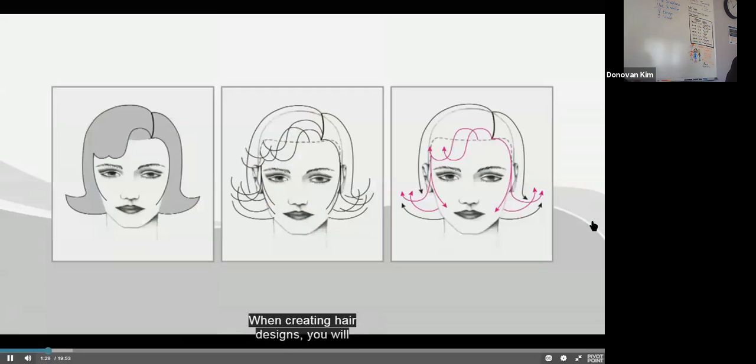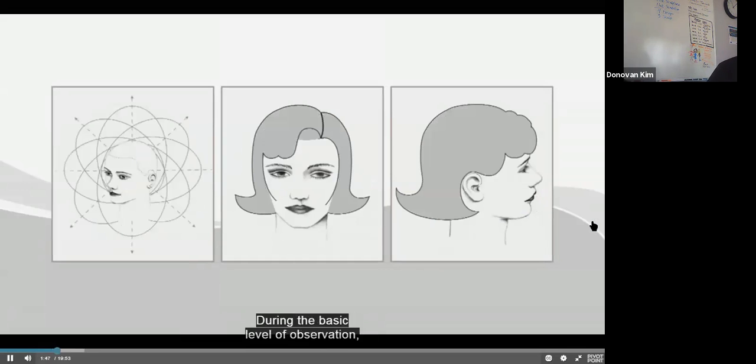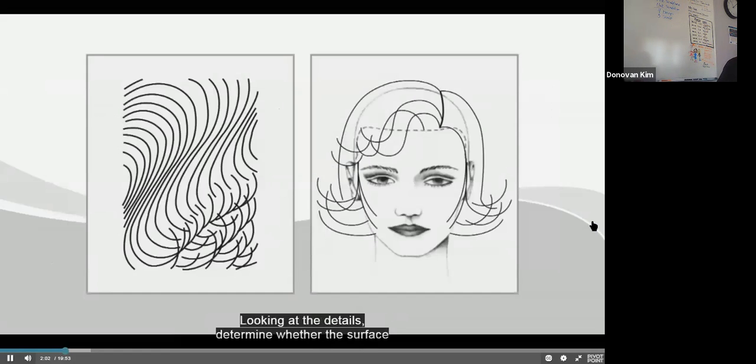When creating hair designs, you will need to consider the whole design as well as its separate parts. Analyzing a hair design using the basic, detail, and abstract levels of observation provides you with a basis to recreate what you see and the ability to envision your own unique designs. During the basic level of observation, consider the three-dimensional form from all directions, determining where volume and indentation are positioned. Also, consider the overall shape, such as circular or triangular. Looking at the details, determine whether the surface texture is unactivated or activated. Also, determine the types of textures you see, such as straight, wavy, curly, tightly curled, or combination.